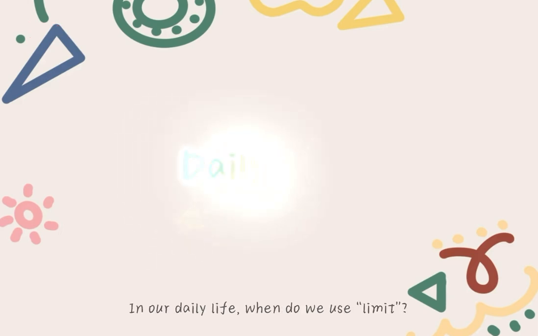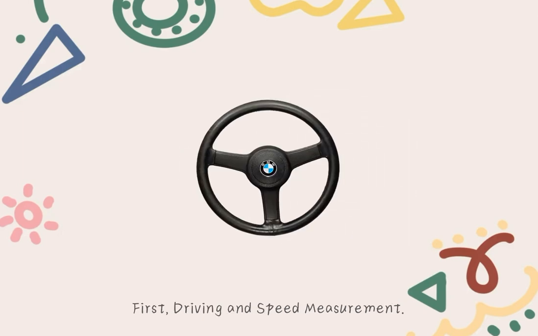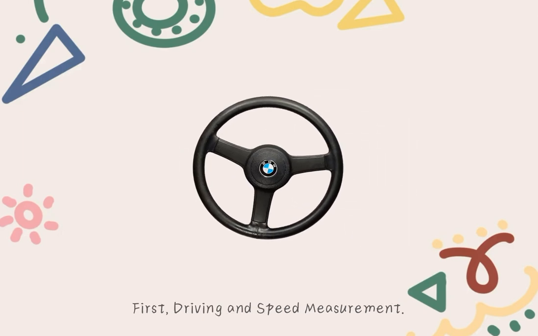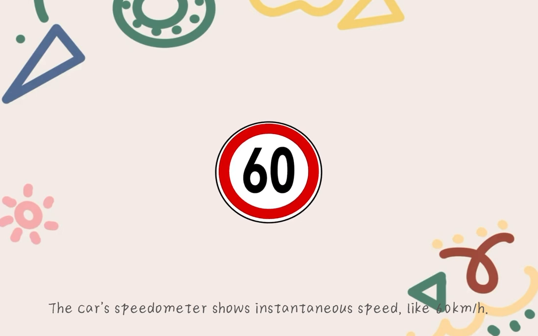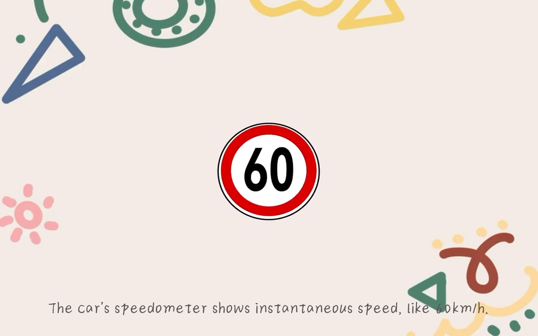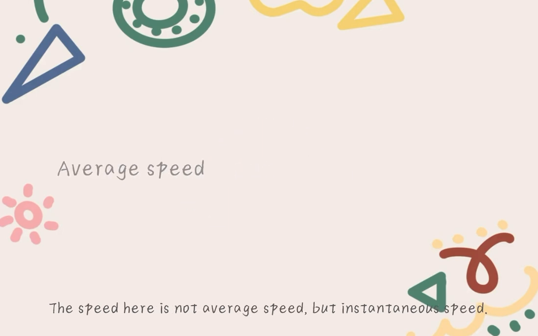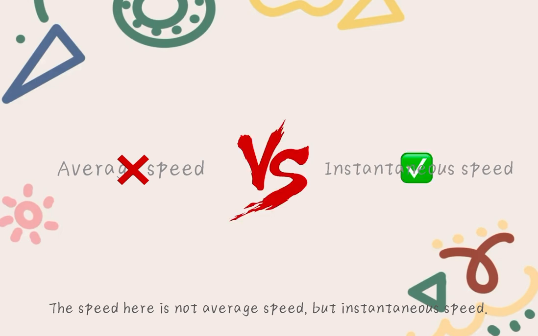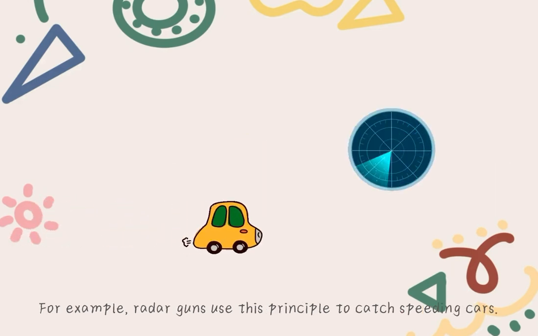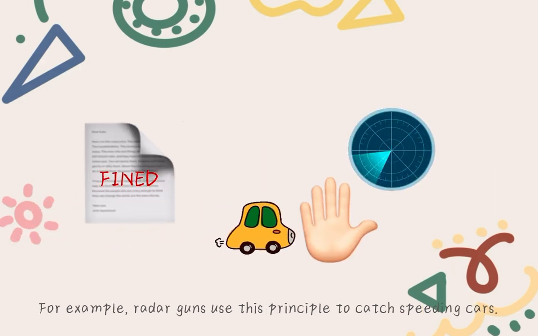In our daily life, when do we use limits? First, driving and speed measurement. The car's speedometer shows instantaneous speed, like 60 kilometers per hour. The speed here is not average speed, but instantaneous speed. For example, radar guns use this principle to catch speeding cars.